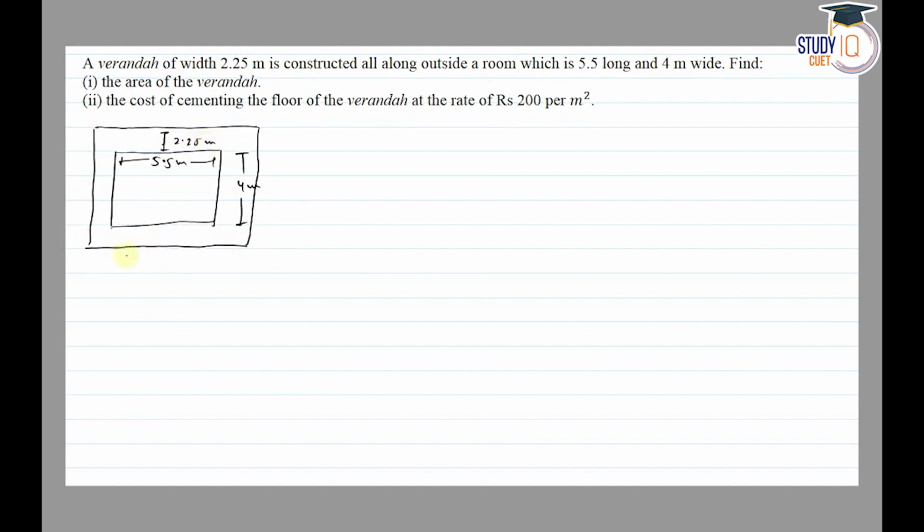वाइड है. सो ये लेंथ हो जाएगी हमारी 5.5 प्लस 2.25 प्लस 2.25 इज इक्वल टू 10 मीटर एंड 4 प्लस 2.25 प्लस 2.25 हो जाएगा 8.5 मीटर.